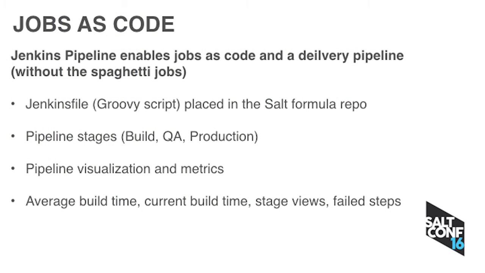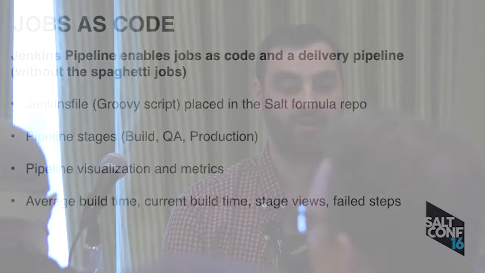One of the biggest things was jobs as code. Jenkins Pipeline enables jobs as code in a delivery pipeline. Like I said earlier, without the spaghetti jobs where you might have a build job and a QA job, this allows you to have it all in one script. In the root of your SALT formula repository, you'd have a file called a Jenkinsfile. It's a Groovy script, and the pipeline has stages. You can create any stage names you want. For the demo, I used build, QA, and production.